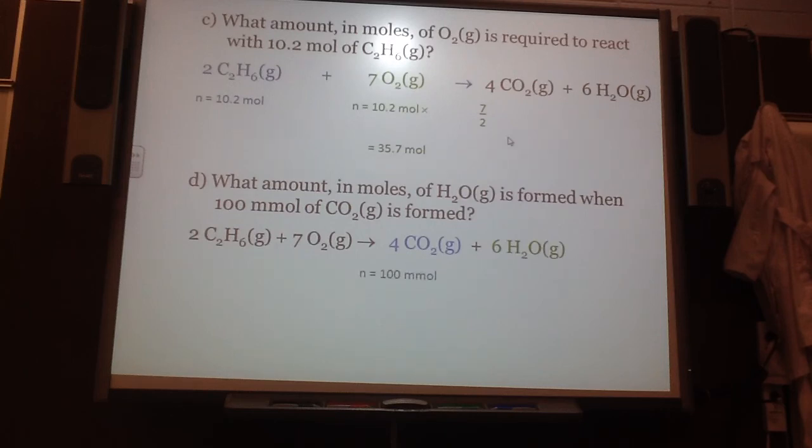So what we are given is about our CO2, 100 millimoles, or if you converted it, 0.1 moles. And what we want to find is the moles of our water. So times wanted over given, and we get 150 millimoles or 0.15 moles.